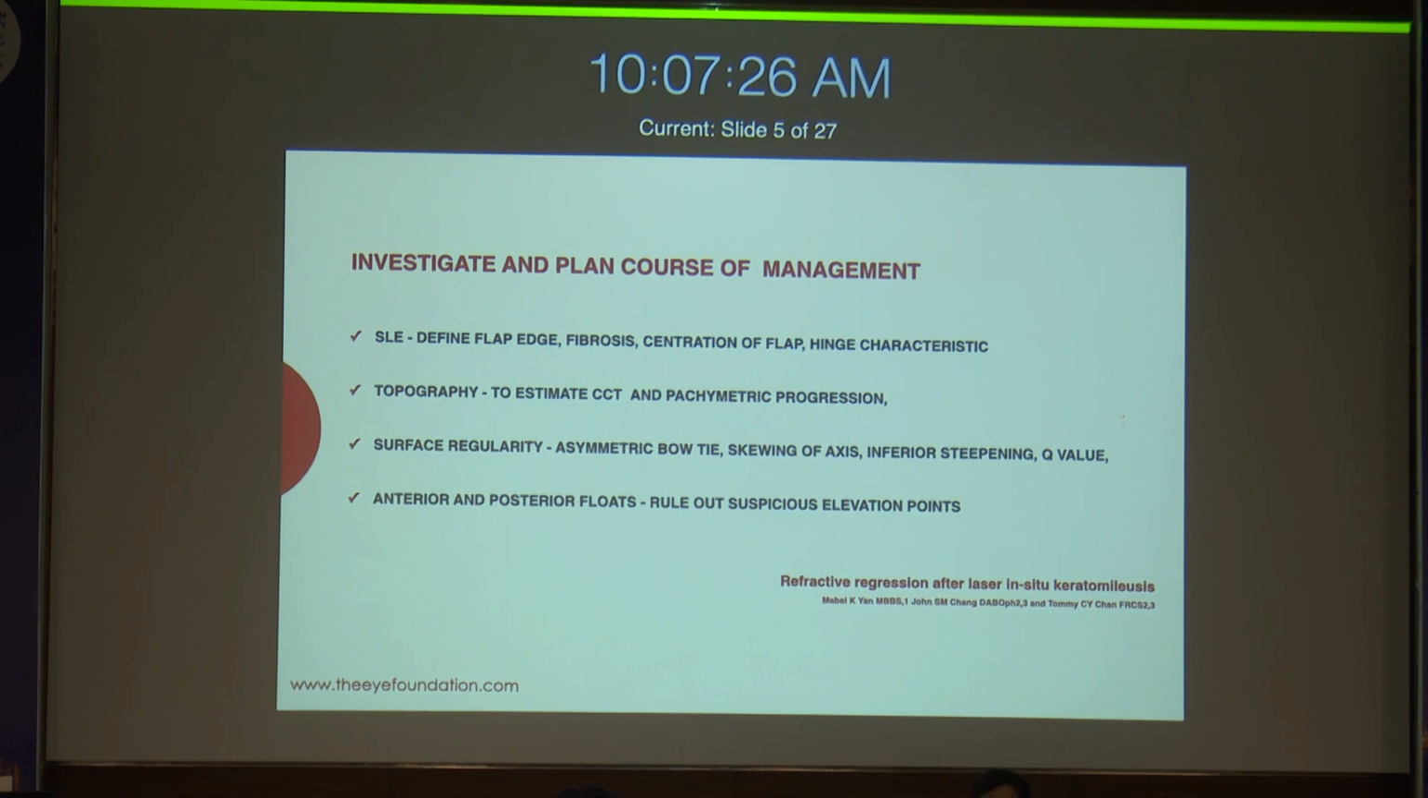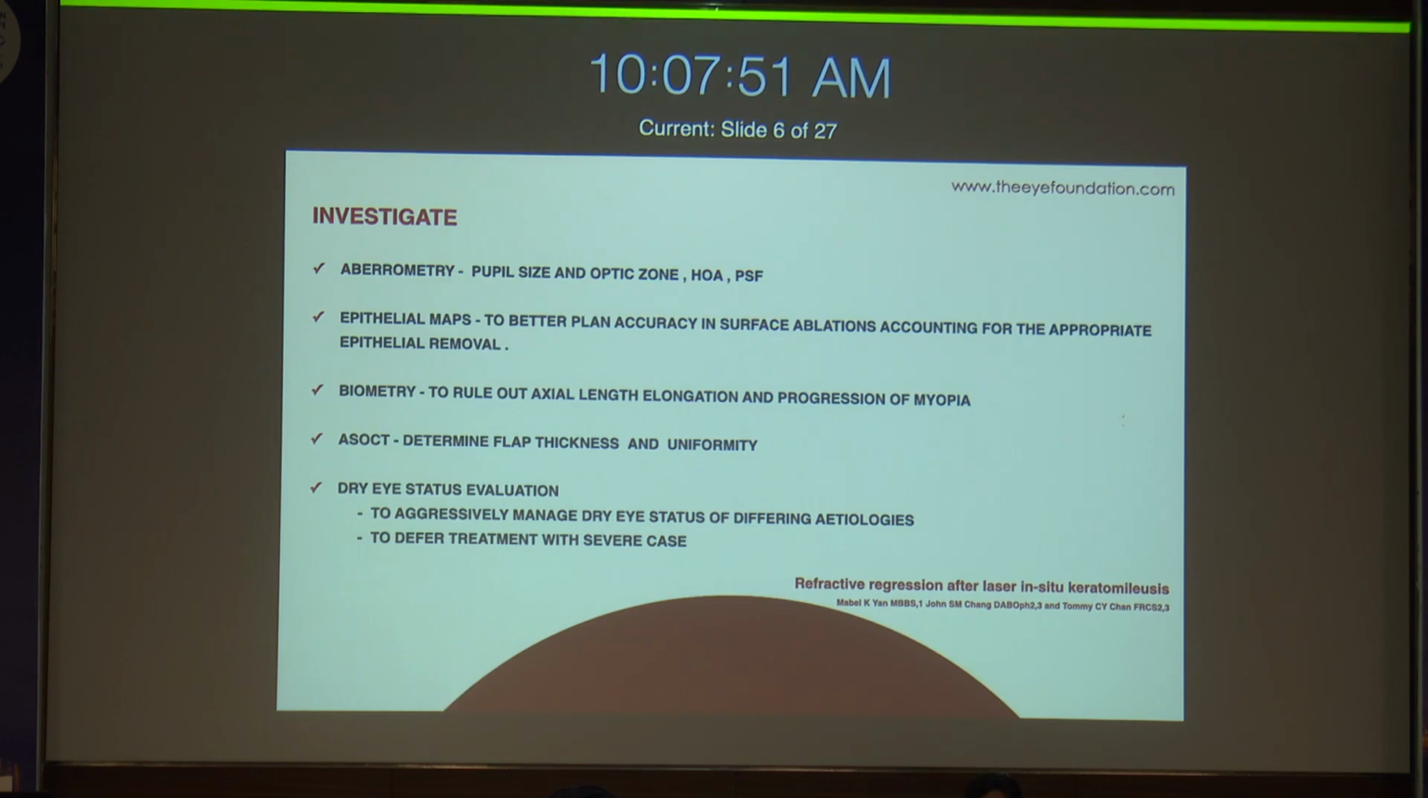Now what do we do? You have to investigate and plan your course. So slit lamp, look at the flap edge. Is the edge looking regular, irregular? Is it more fibrosed? Is it going to be a little difficult to lift the flap? Is the flap looking centered? How is the hinge looking? Is it low? Look at the corneal thickness. Is there a pachymetric progression? Is the surface irregular? Is it regular? Is there an inferior steepening, skewing axis? Look at the floats. Are there any suspicious elevation points?